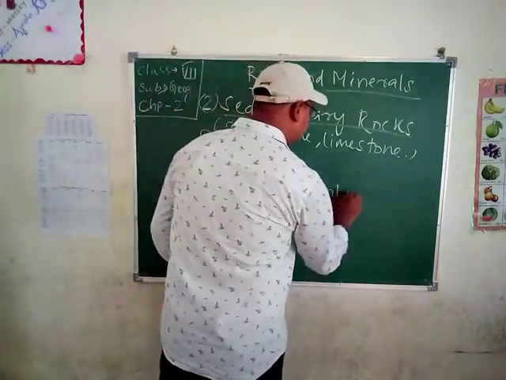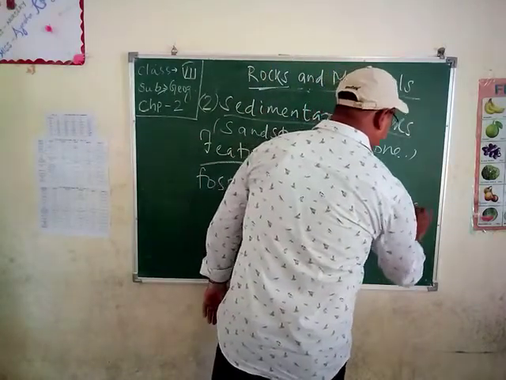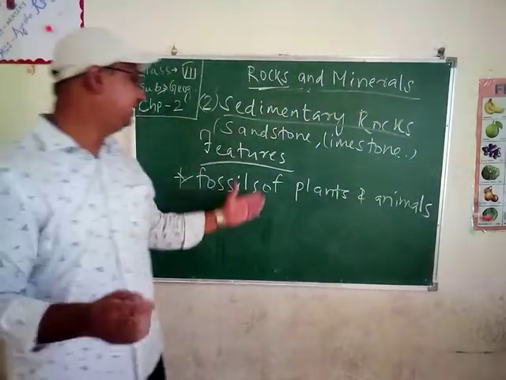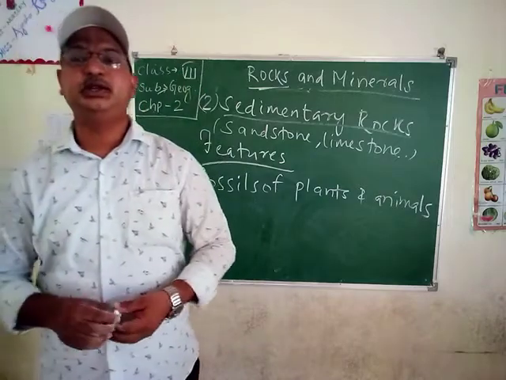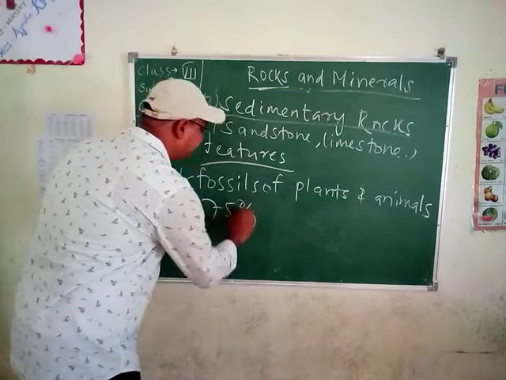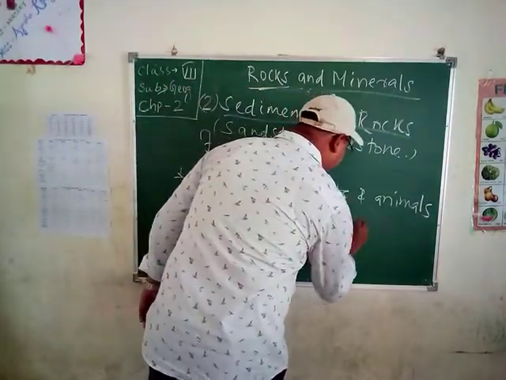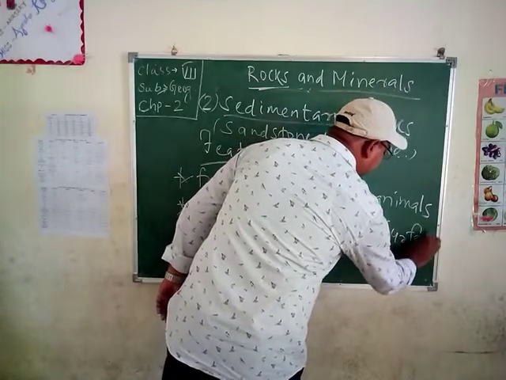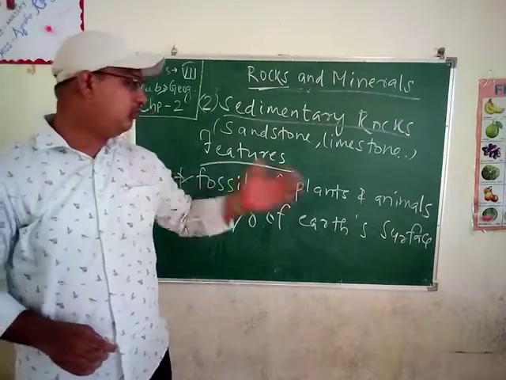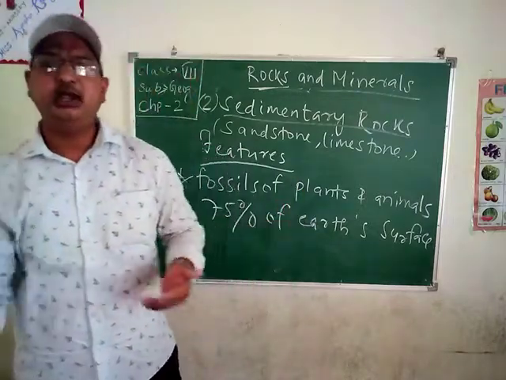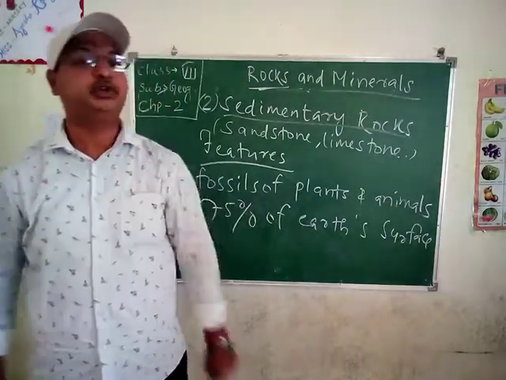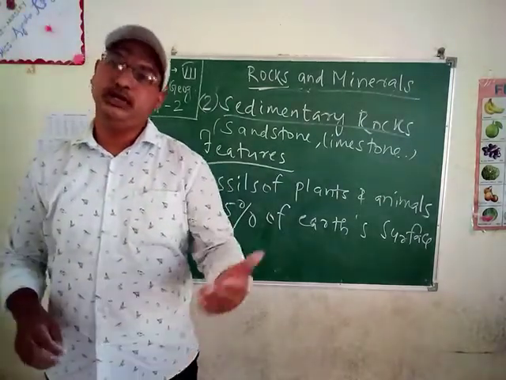of plants and animals. Students, this is the most important thing, that sedimentary rocks contain fossils of plants and animals. Then students, they cover about 75% of Earth's surface. It contains most of the part of the earth, we can say, and it is softer than igneous rocks. Students, as I have told you, igneous rocks are very hard, but the sedimentary rocks are much softer if we compare them to igneous rocks.